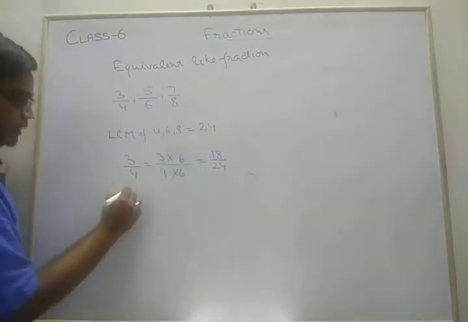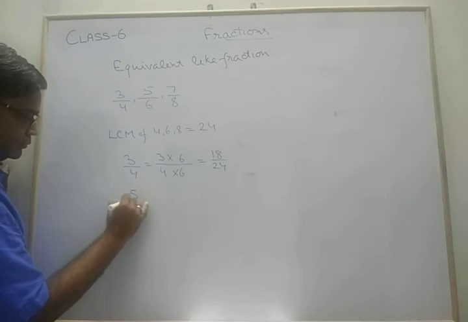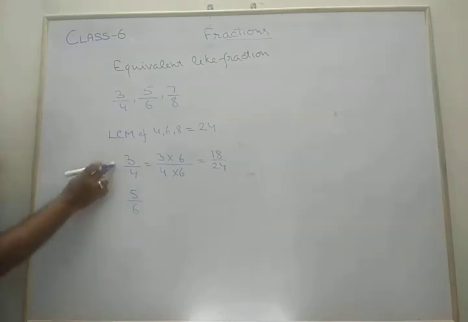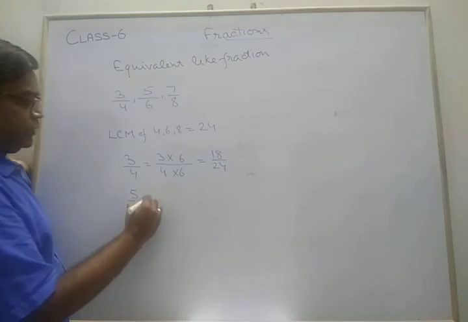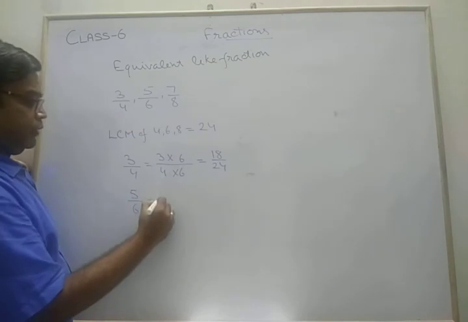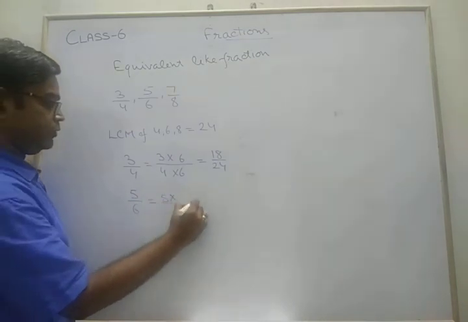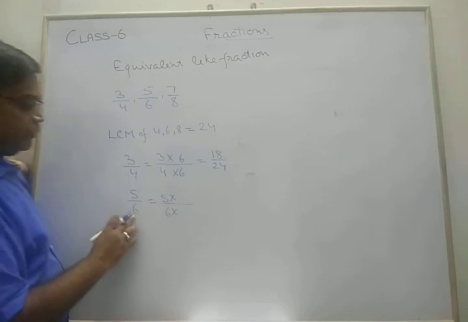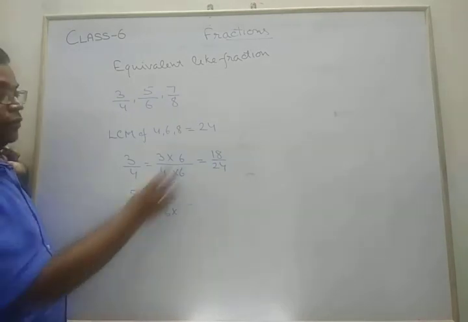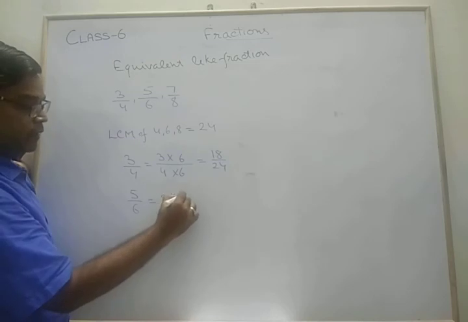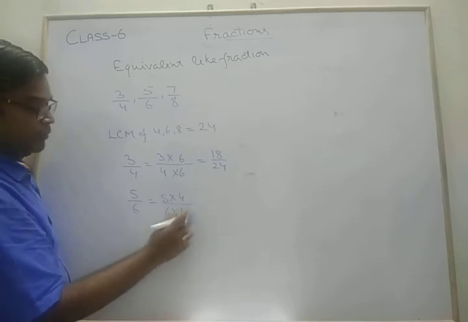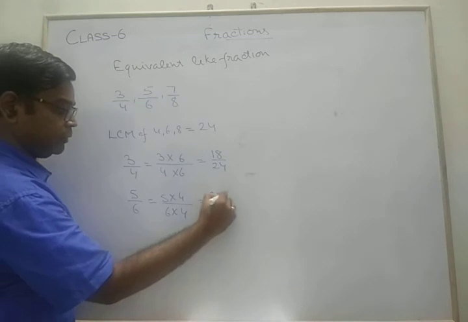Similarly for 5 upon 6, no need to write equals at this part. This is the first line, then I am going to use a second line. 5 upon 6 equals 5 into 4 upon 6 into 4, since we multiply 6 by 4 to get 24. To balance this 4, we multiply the numerator also by 4. What do we have? 20 upon 24.